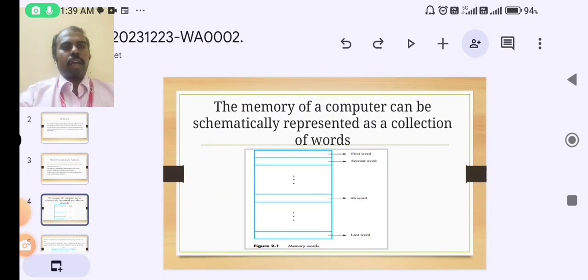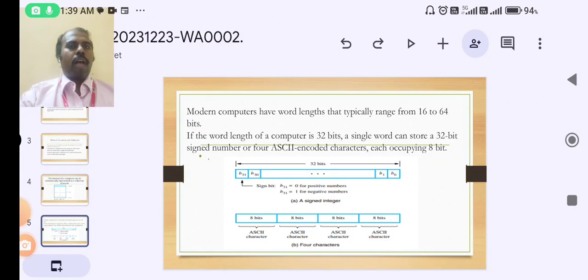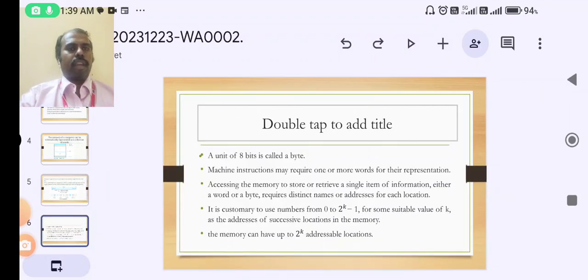The memory of a computer can be schematically represented as in the following diagram. Modern computers have word lengths typically ranging from 16 to 64 bits. If the word length of the computer is 32 bits, a single word can store 4 ASCII encoded characters, each occupying 8 bits, as shown in this diagram. A unit of 8 bits is called a byte.